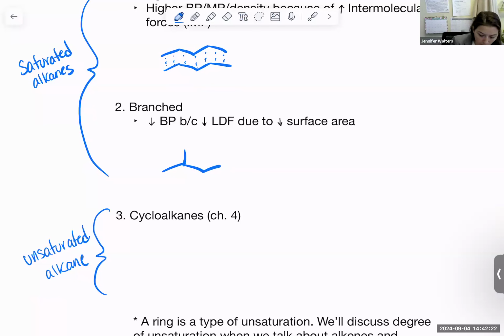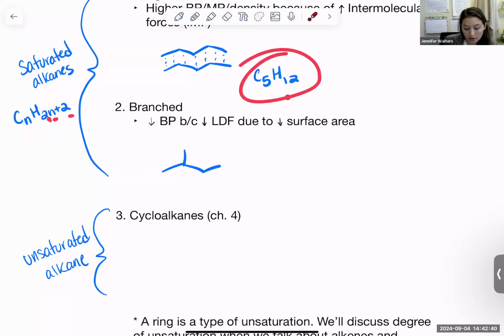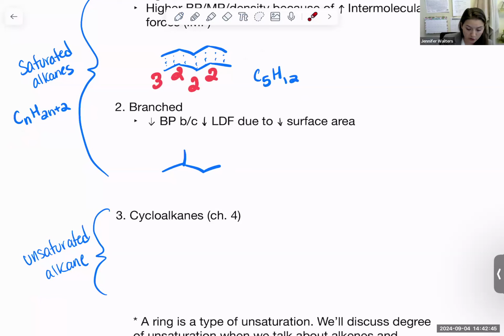So our molecular formula for our alkanes is CnH2n+2. So the fact that I have 5 carbons here means that I'm also going to have 12 hydrogens. I can know right away by using this formula, plugging in 2 times 5 is 10, plus 2 is 12, that I have 12 hydrogens. I could also count: 3 plus 2 plus 2 plus 2 plus 3. That gives me 12. Here, this is also C5H12.